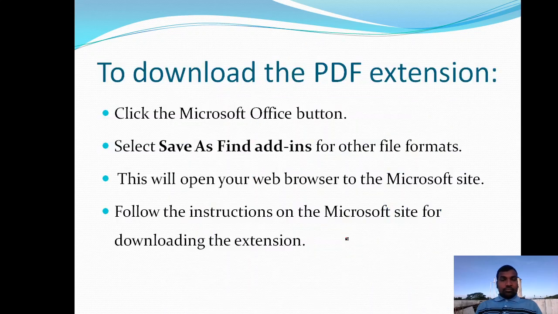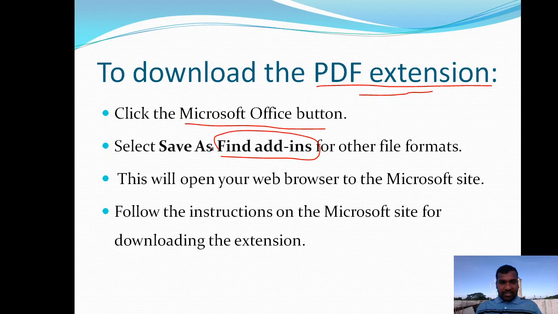Now, to download the PDF extension: by default, this PDF extension is not available in all the Office software. So what you need to do is click on the Microsoft Office button and select Save As, and a Find Add-ins option will be there under Save As, for other file formats. Then this will open your web browser to the Microsoft site, and follow the instructions on the Microsoft site for downloading the extension.